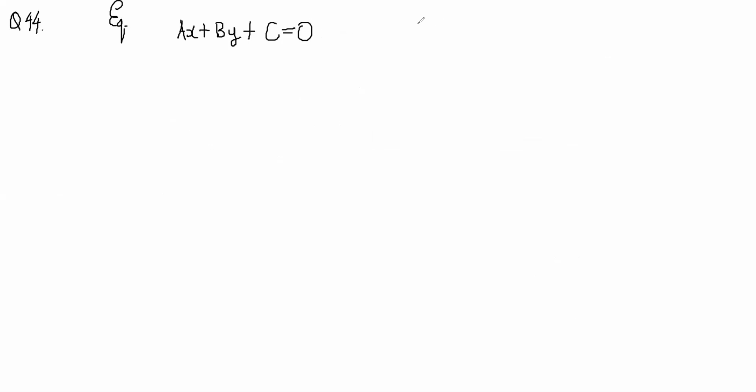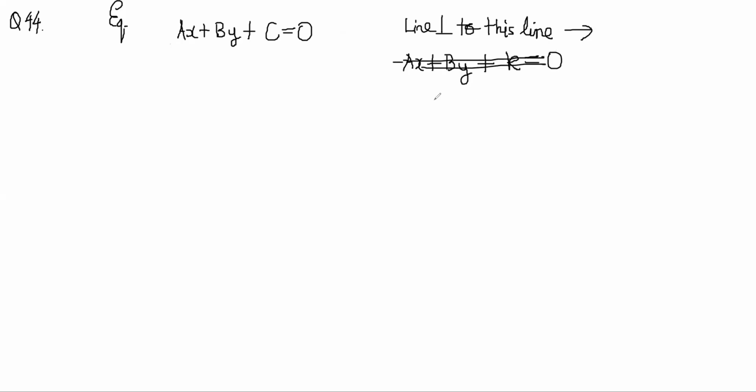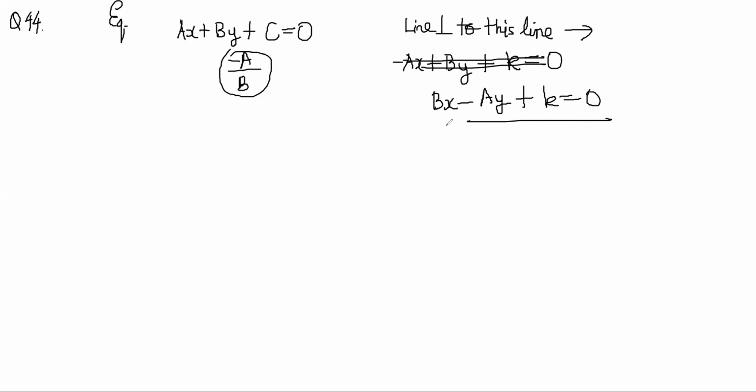Now, any line perpendicular to this line would be what line? This slope is minus A by B. So the slope of the perpendicular will be B by A. I can write it like this: minus AX plus BY plus some constant K is equal to 0. No, I made a mistake. It is BX minus AY plus K is equal to 0. Then only the slope is coming as B by A. I know the slope here is minus A by B, so the slope here has to be B by A. I was making a mistake earlier, right? So this is the equation of a line perpendicular to the given straight line.